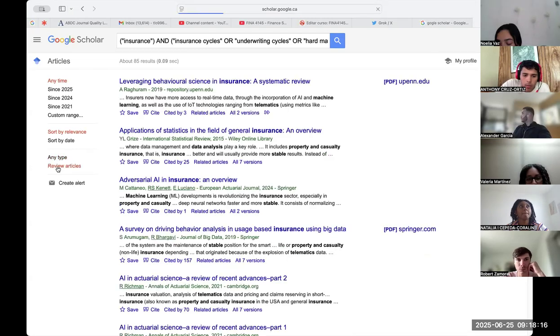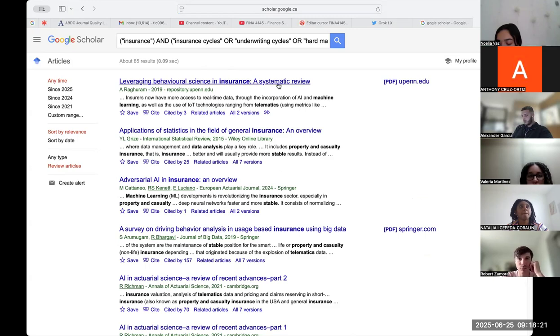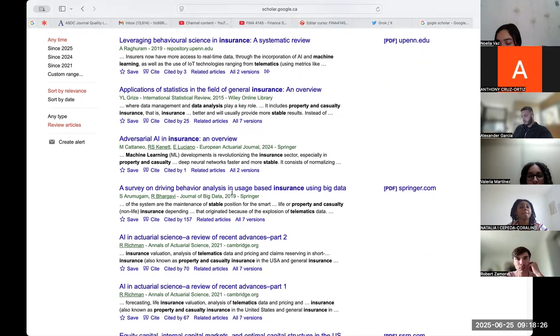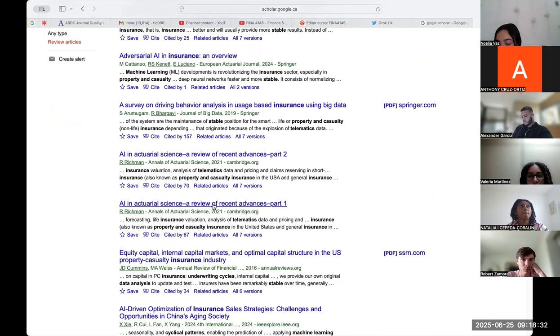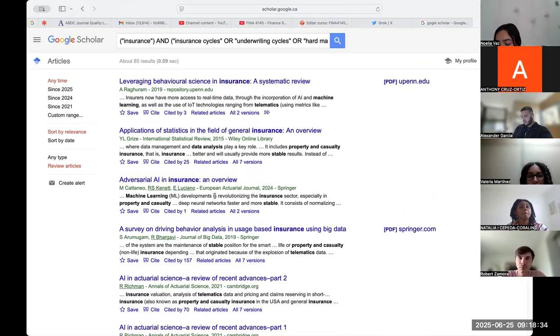So if you just want review articles, so literature reviews, there he gets 85 and he can go through. See, they all say systematic review or an overview. This might not be a systematic review. So they already did a literature review, and this was published in 2019. It might be interesting to download it because it's going backwards from 2019. So it might be worth downloading.